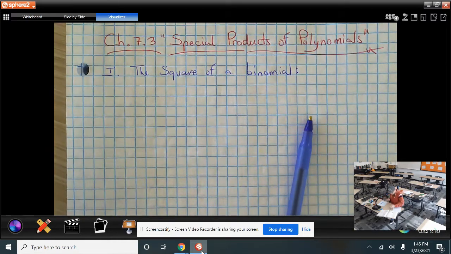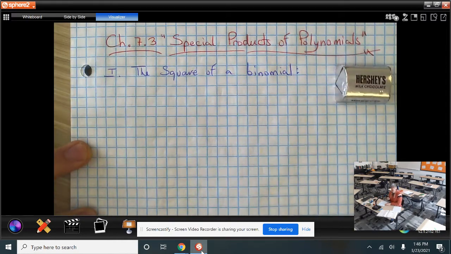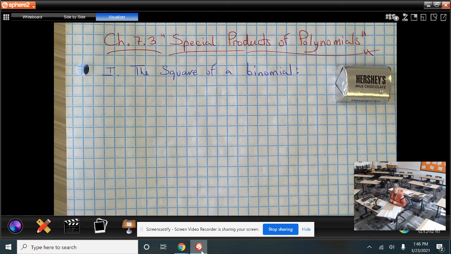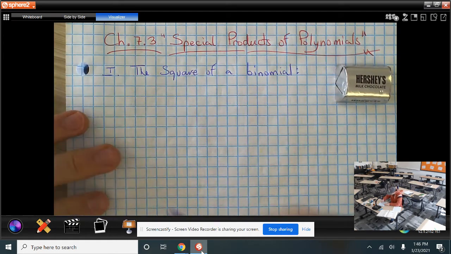Okay, I will reward myself with this here milk chocolate as soon as I do the first two examples. I need to keep myself motivated. All right, here we go.